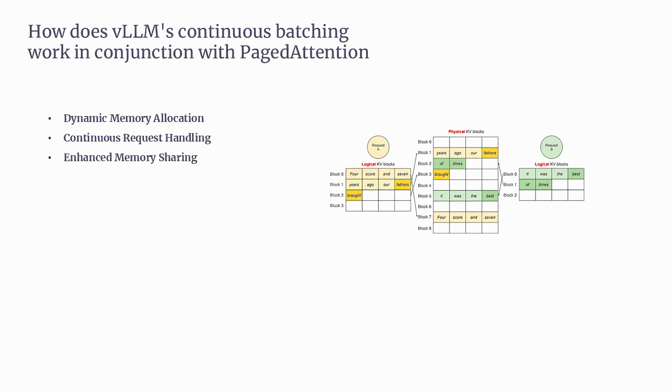In summary, vLLM's continuous batching works seamlessly with PagedAttention to enable dynamic memory allocation and efficient handling of incoming requests. By continuously merging requests and improving memory sharing, this combination results in improved throughput, reduced latency, and optimal resource utilization. This makes vLLM a powerful and efficient solution for serving large language models in real-time applications.